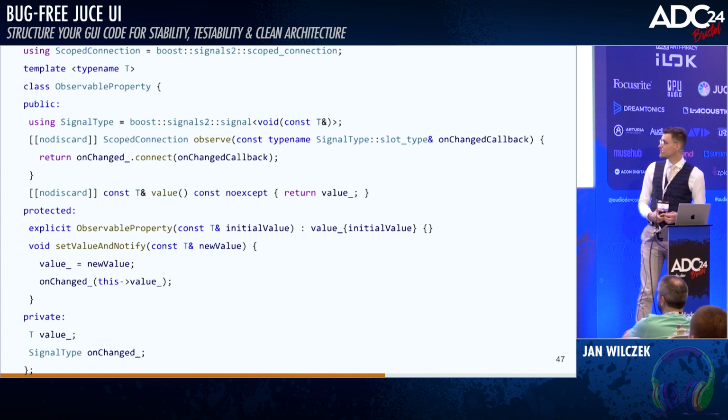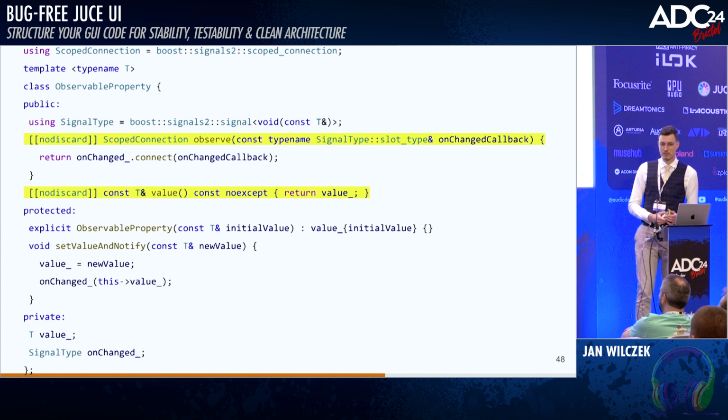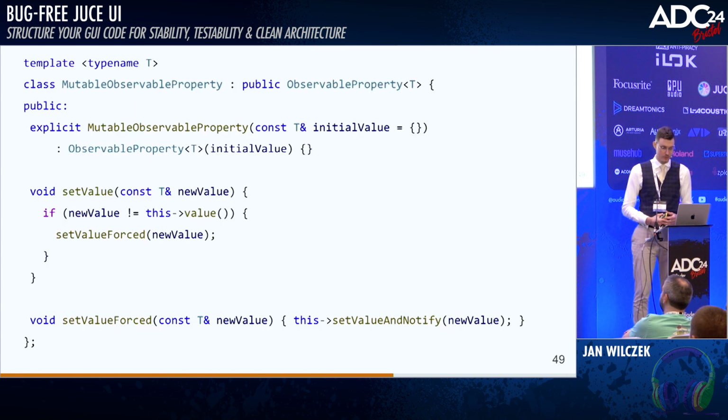So this is a full implementation of the base class, but what's important here are the 2 public members. We can observe the property when we get and supply a callback there that gets triggered when its value changes, right? That's what we want. And we can also query directly what's the current value stored in the property. But note that in this base class, we cannot directly set the value. We can do it, however, in its child class, the mutable observable property.